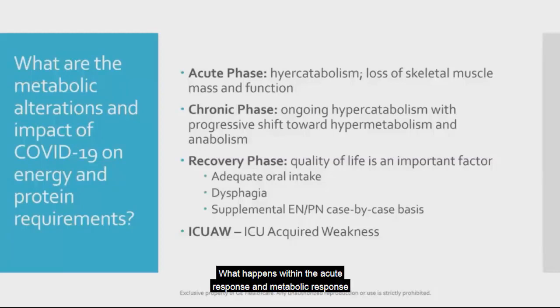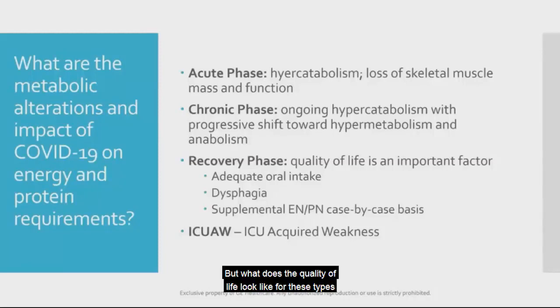What happens within the acute response and metabolic response to illness or injury is that there's an acute phase where extreme hypercatabolism and potential loss of skeletal muscle mass and function can occur. These patients can be, believe it or not, hypometabolic while profoundly hypercatabolic, using endogenous fuel sources for energy metabolism. This can then evolve into a late acute phase, and if unchecked, move into a chronic phase. And finally, the goal is to have the patient evolve into a recovery phase.